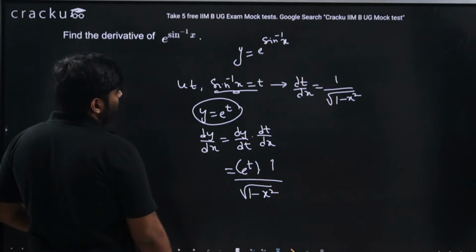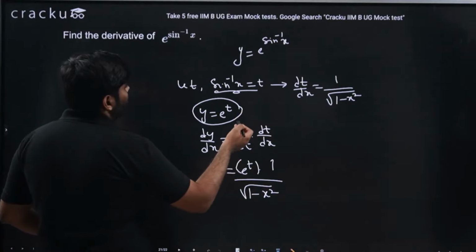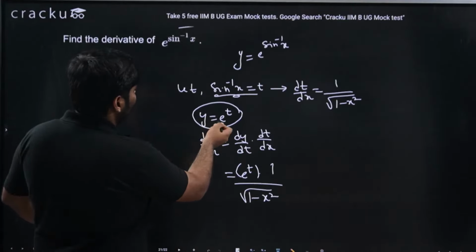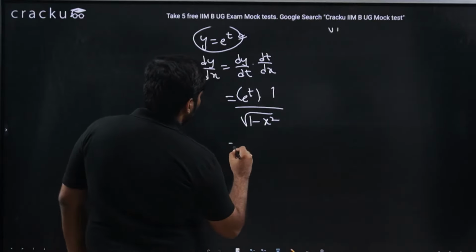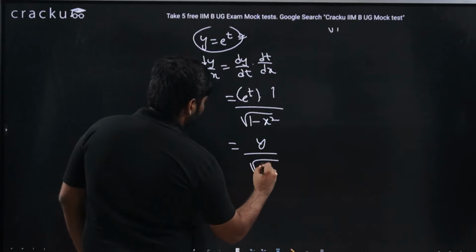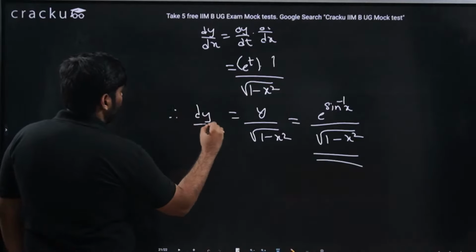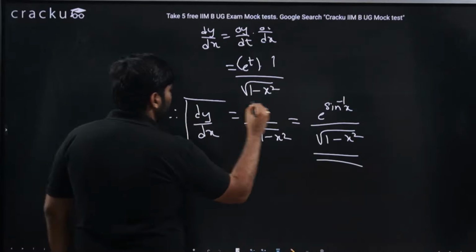So this is e power t into 1 by root over 1 minus x square. But e power t is nothing but y, which is e power sine inverse x. So e power t is y by root over 1 minus x square, and y is e power sine inverse x. I can write this as e power sine inverse x divided by root over 1 minus x square. This is dy by dx for the given question.